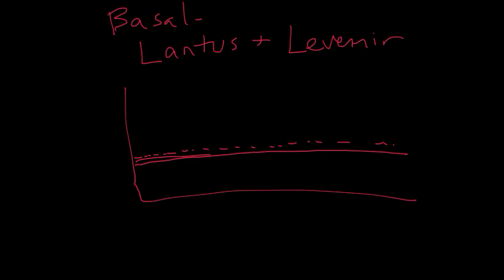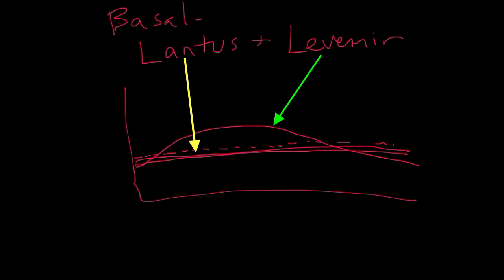Lantus has more of a flat line throughout the day, whereas Levemir kind of goes up and then down like this. So in terms of a pure basal effect, 24-hour effect, Lantus really does work a little better for that. But clinically speaking, it doesn't really make much of a difference.